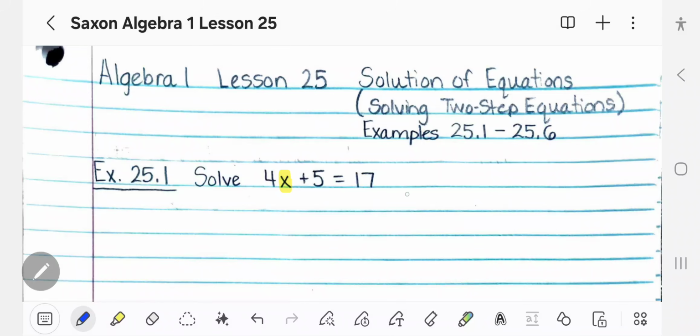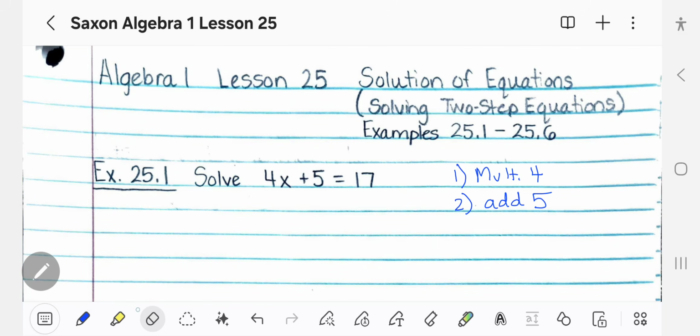So let's write out what we would do if we did know. If we did know x, the very first thing we would do is multiply it by 4. And then the second thing we would do is add 5 to it. And then we would know, hey, did we get 17? Did it work? Now, we're going to do the opposite and in reverse.